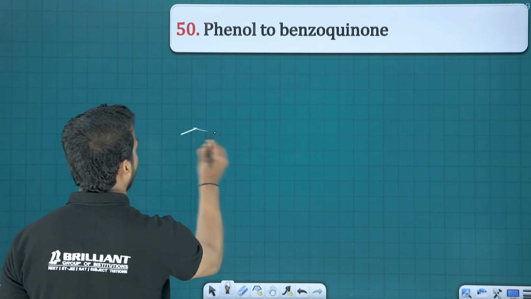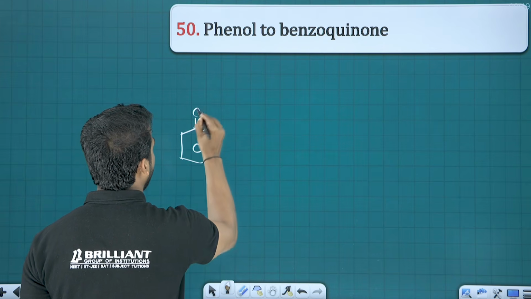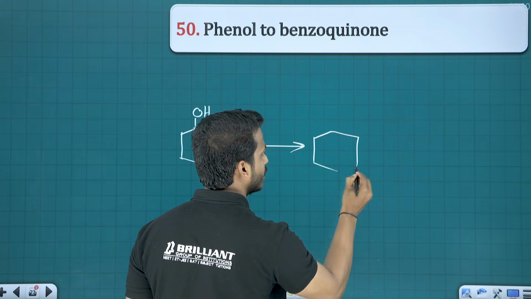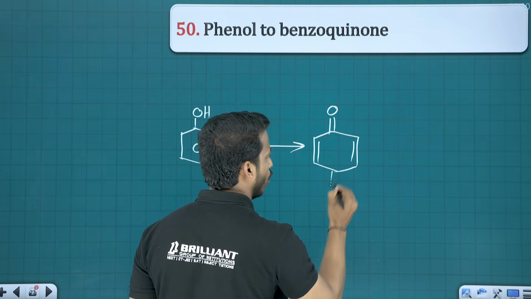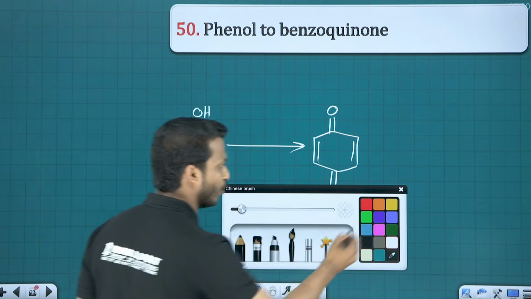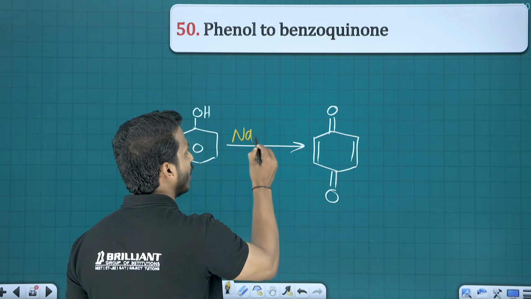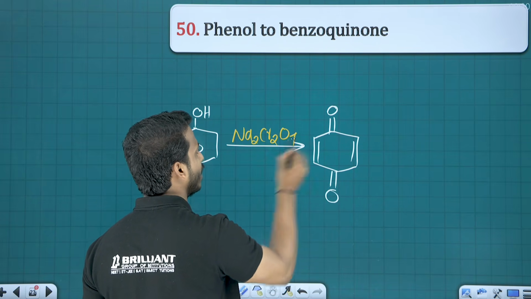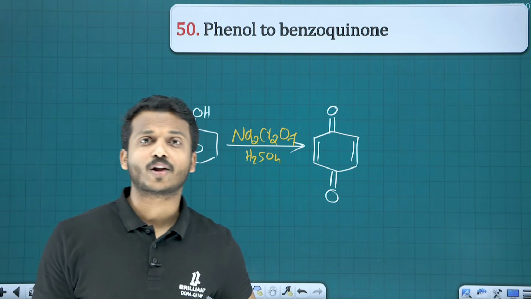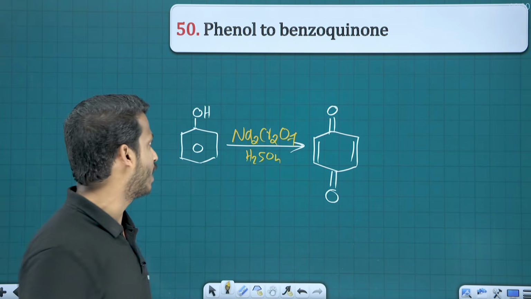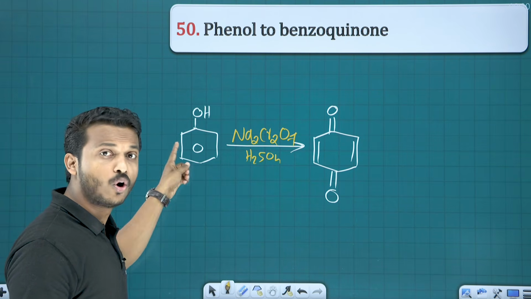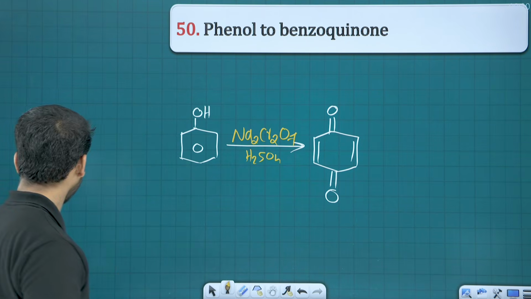Phenol to benzoquinone. It's a direct reaction. How many of you remember the structure of benzoquinone? Yes, it has double bonds and two ketone groups. Phenol to benzoquinone, one reagent is there. Come on, my dear, how many of you remember? Na2Cr2O7 along with H2SO4, sulfuric acid. Na2Cr2O7 is called sodium dichromate, right? It's an oxidizing agent. Phenol on oxidation gives benzoquinone.